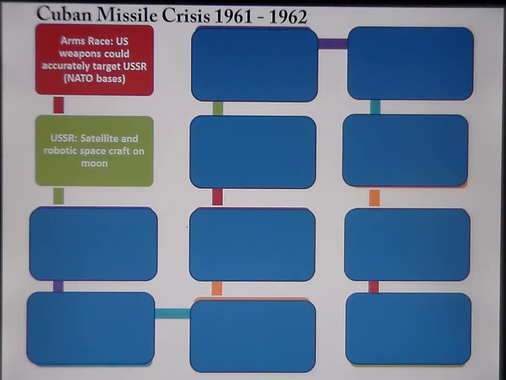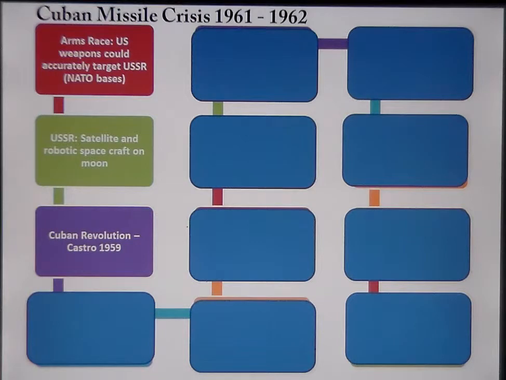The Americans feel that the Soviets might be able to use it to their advantage. That this Russian technology, Sputnik 1 and the robotic spacecraft, if they can put satellites into space, then could those same satellites be used to launch nuclear missiles at the USA? So that is the background to all of this.